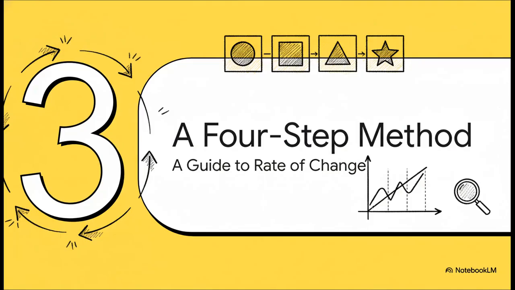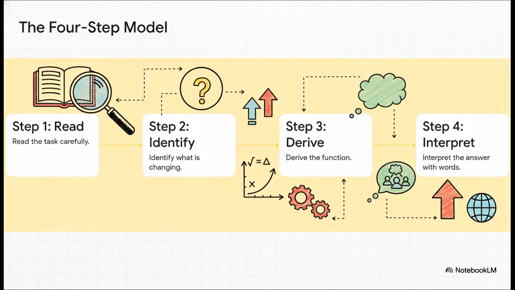Okay, so we have this amazing tool. How do we actually use it? Well, luckily for us, there's a wonderfully clear, structured model that's going to guide us every step of the way. Let's walk through it. All right, this 4-step model is our roadmap. It's super straightforward. Step 1, just read the task. Step 2, figure out what's actually changing. Step 3, this is where we do the math, we derive the function. But Step 4 is where the magic really happens. We interpret the answer. We have to translate that number back into a real-world story. Because honestly, without that, it's just a bunch of numbers on a page, right?